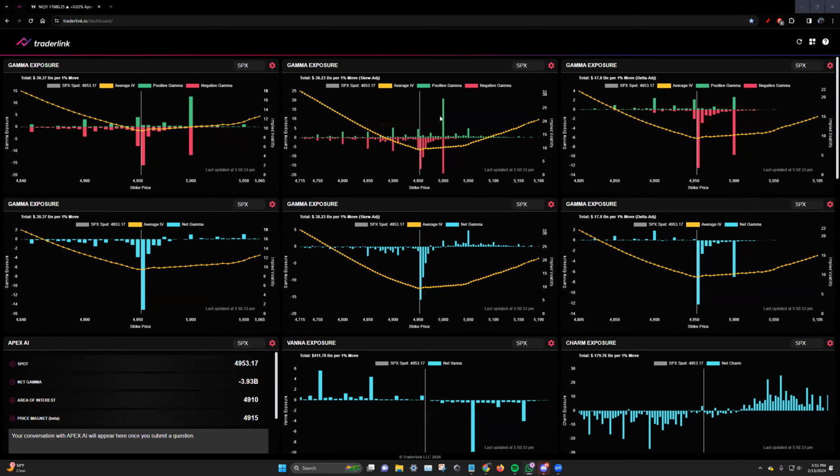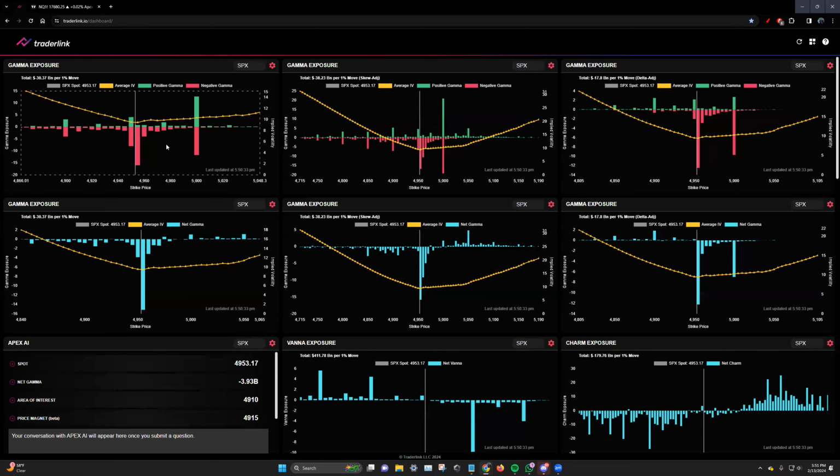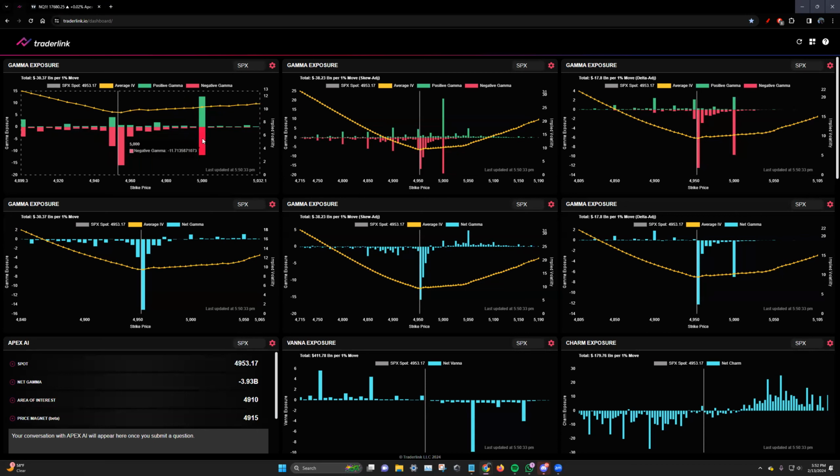How did you tell it's chop? Because dealers are positioned for 5,000 and 49.50 here. These are like the biggest bars on split. So to me, that shows just utter chop.